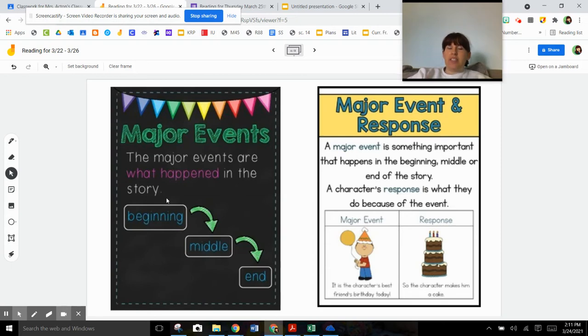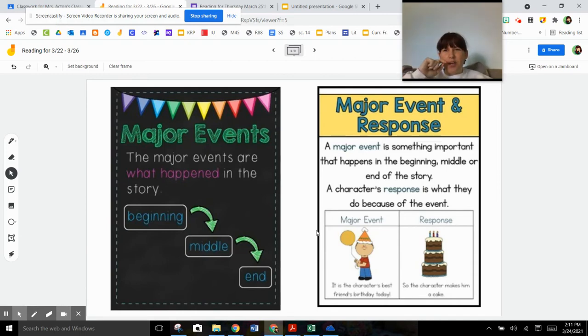So I tell my kiddos it's the big thing that's happening. So what's the big thing that's happening? If you took it out of the story, it makes the story boring. So it has to be the one thing that's making the story interesting and awesome. And then normally the major event is happening to a character, the big character in the story, the main character, and they normally are responding in a certain way.